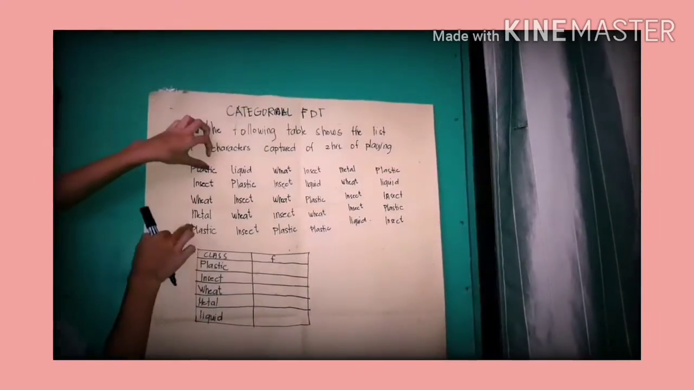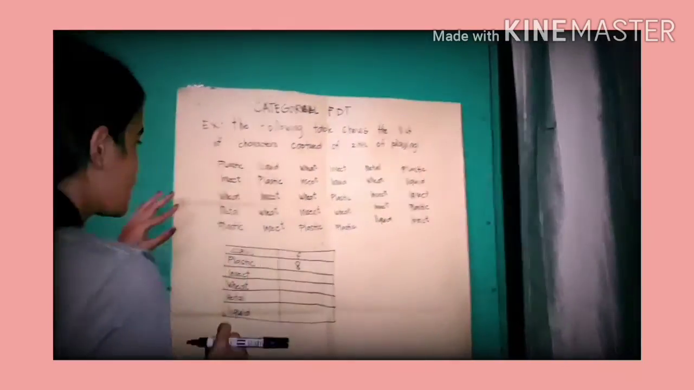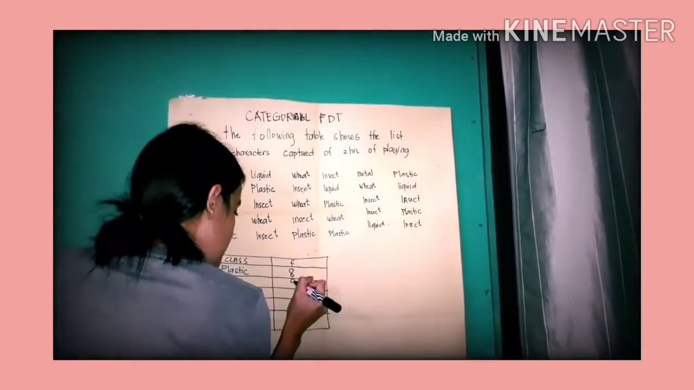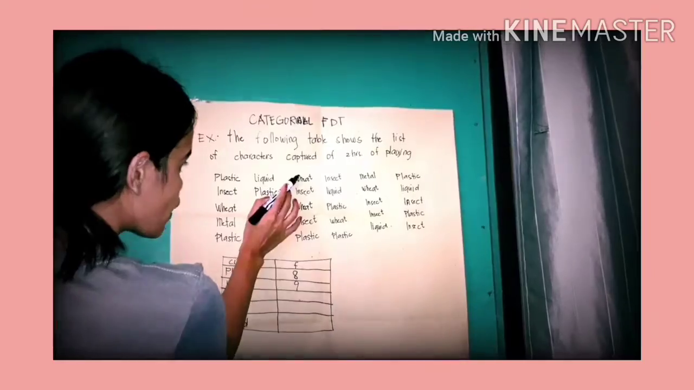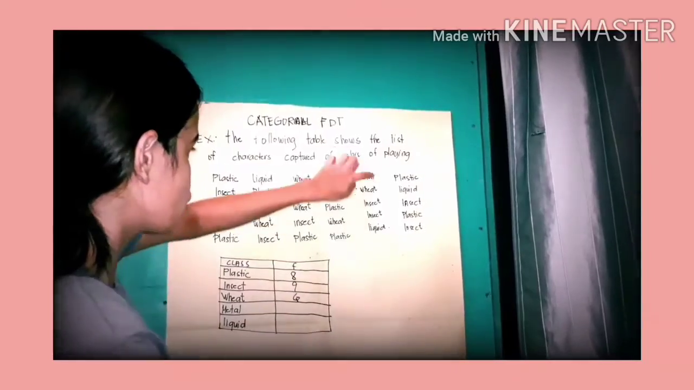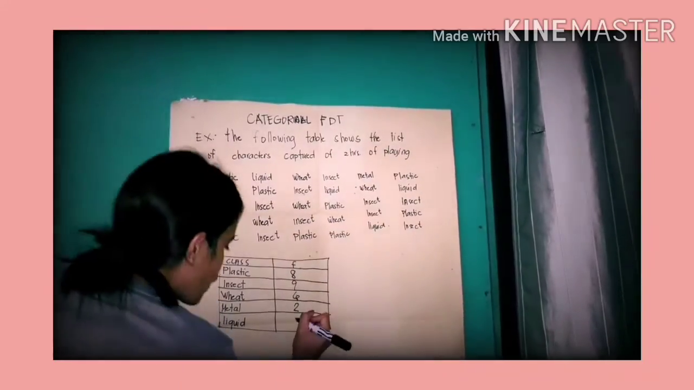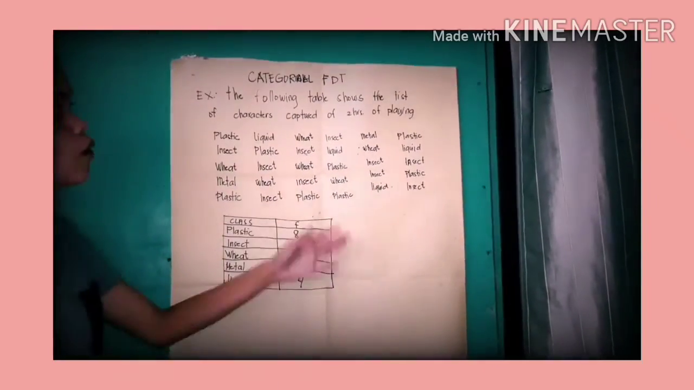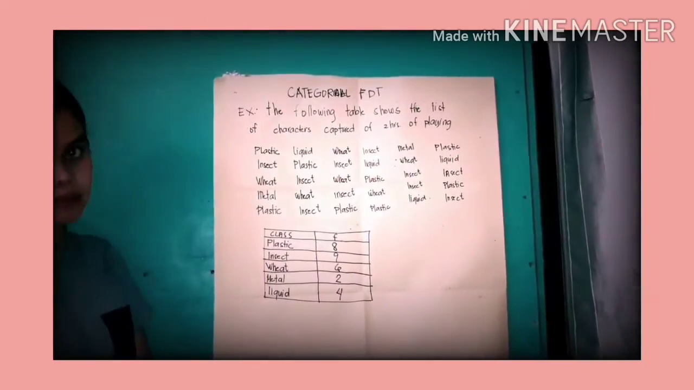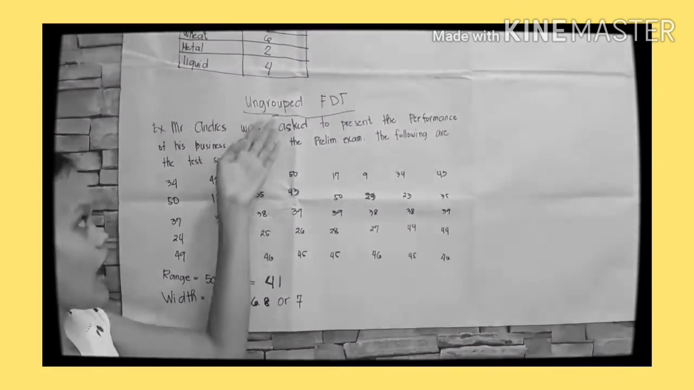So plastic is 1, 2, 3, 4, 5, 6, 7, 8. So there are 8 plastic. Insect 1, 2, 3, 4, 5, 6, 7, 8, 9. 9 insect. Wet. 1, 2, 3, 4, 5, 6. Metal 1. There are 2. There's only 2 metal. Liquid 1, 2, 3, 4. 4 liquid. This is what look like the categorical FDT. So this is the table of categorical frequency distributions table. So we already tackled about the categorical frequency distribution table. Now let's proceed to the next type of FDT, which is the ungroup frequency distribution table.